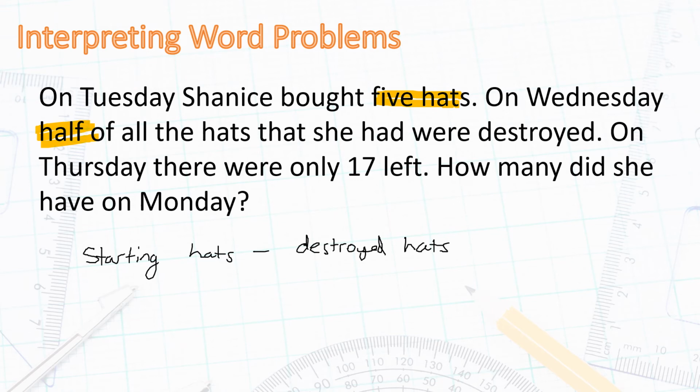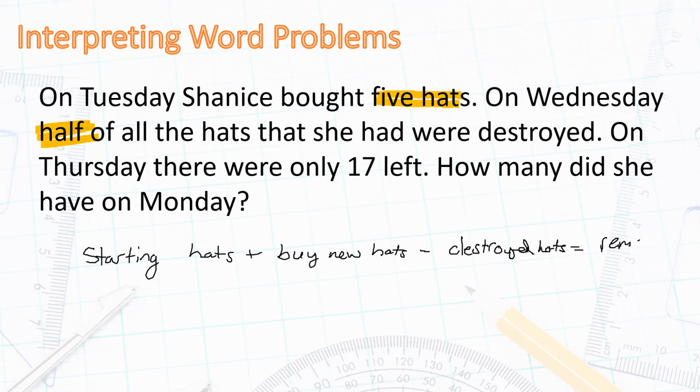Actually, we're missing a piece there. So before we destroy hats, we have to buy new hats. Starting hats plus buy new hats minus destroyed hats equals remaining hats.